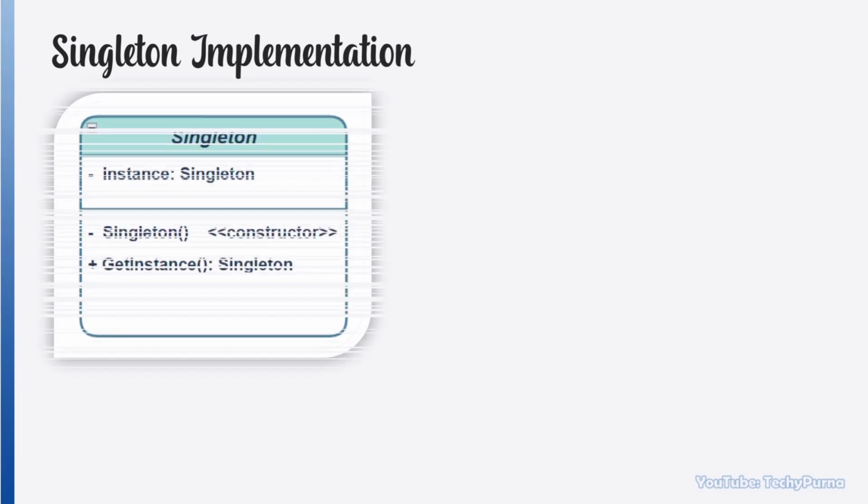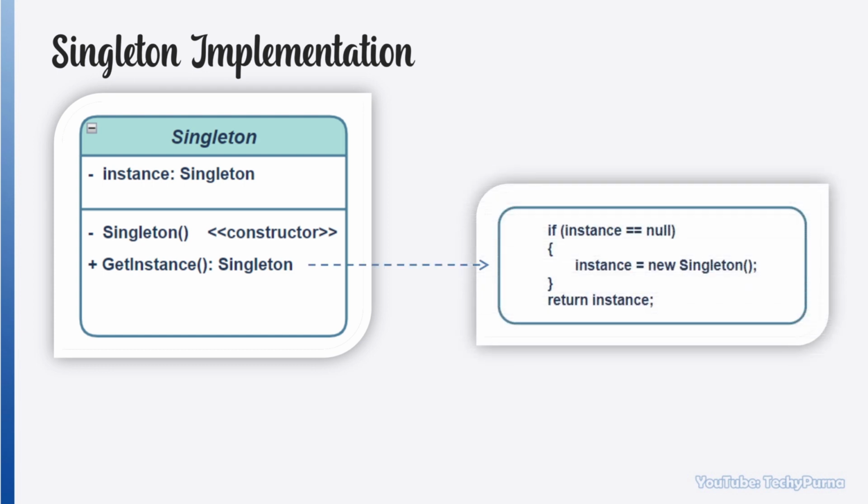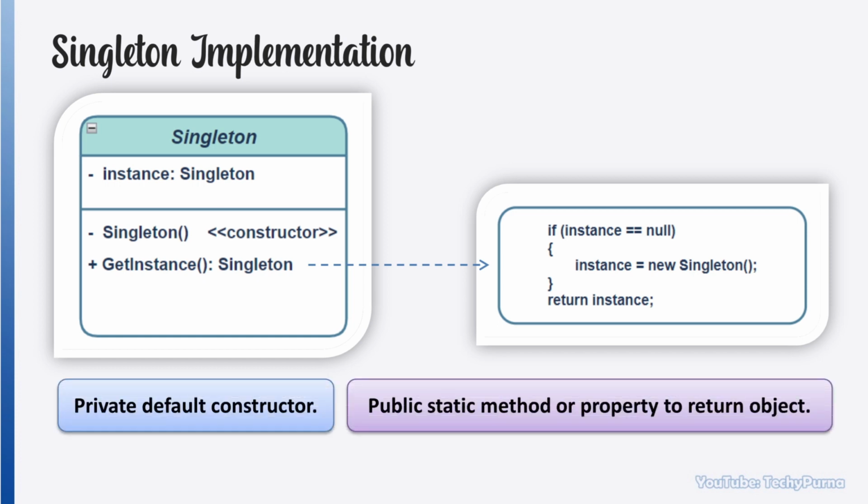Implementing the singleton pattern. Here, look at the UML diagram. Here we have a private instance variable that returns a singleton object. We also created a default constructor as private so that no other class can create an instance of the class. We also created a public method that basically returns the singleton object, and this method will initialize the instance if it is not created. So these are the properties we need while implementing a singleton class. We should have a default constructor as private and create a public static method or property that returns the object.